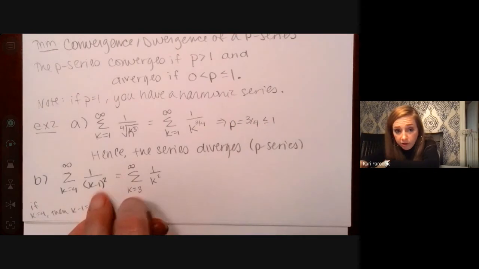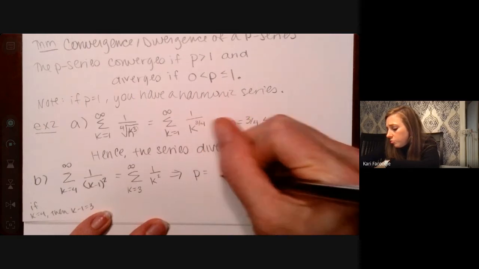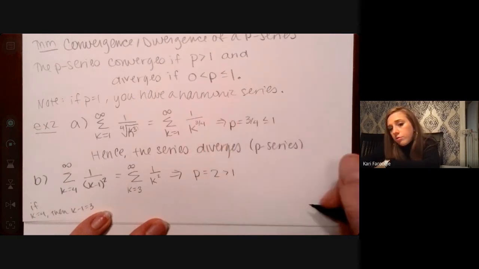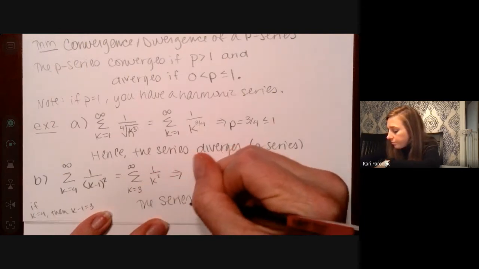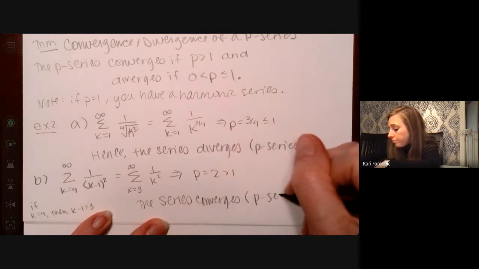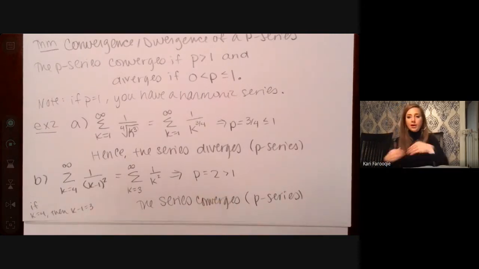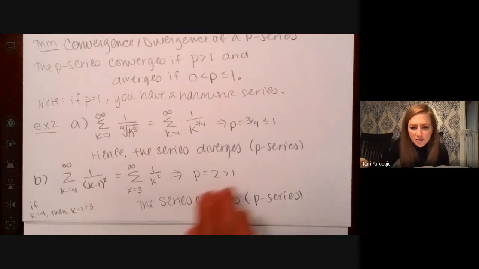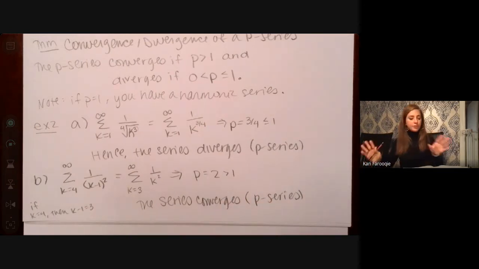Okay, but now that we've reindexed, we've written this as a P series. You can say that this is a P series with P equals 2. 2 is greater than 1, so we can say the series converges. Because it's a P series, and you told me already that P equals 2. I told you that, but assuming that this would be something that you would write on a test, you said, okay, it converges because it's a P series. That's fine. Good. It's excellent. Wonderful.